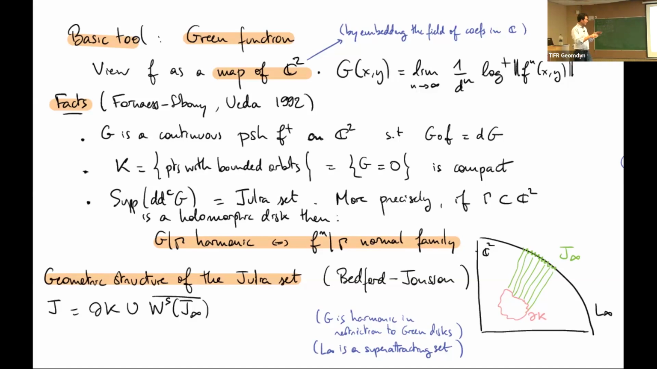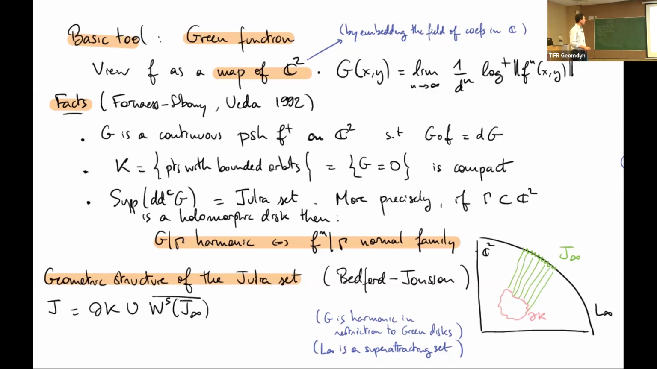So this Julia set is a saddle set in P^2. It is repelling along the line at infinity and attracting transverse to the line at infinity. Being a saddle set, it has a bunch of stable manifolds, and these are the green curves which are drawn here. What Bedford and Johnson proved is that the Julia set is basically the closure of the union of these green submanifolds plus the boundary of the set K. So that's the shape of the Julia set.